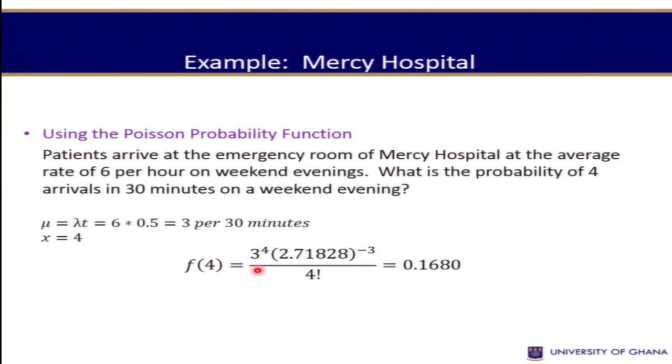Aside from that, nothing changes. We put everything we have into the formula: the value of lambda raised to the power x, e raised to the power negative lambda, or mu, all over 4 factorial, and you get 0.1680. That tells us that we have about a 16.8% chance of having 4 arrivals in 30 minutes on a weekend evening.